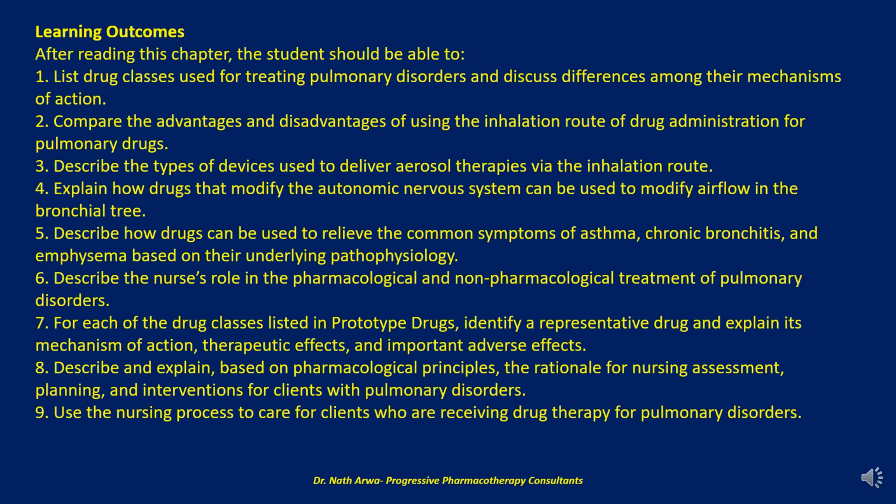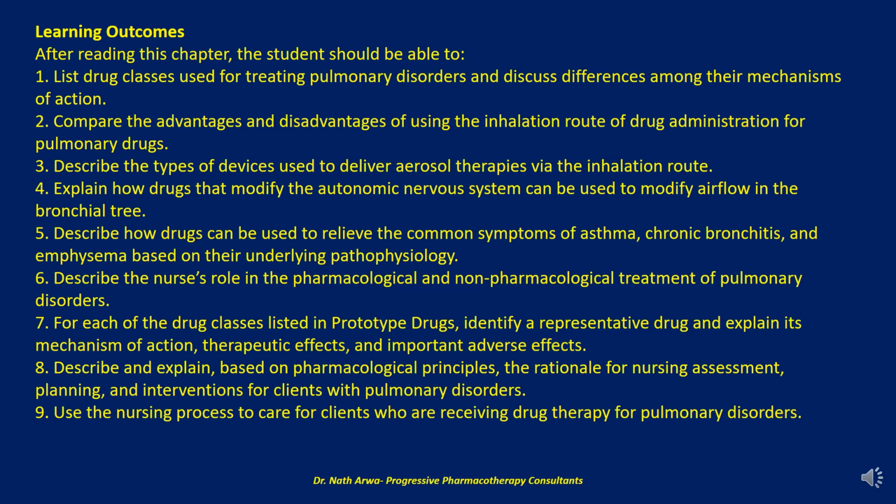4. Explain how drugs that modify the autonomic nervous system can be used to modify airflow in the bronchial tree. 5. Describe how drugs can be used to relieve the common symptoms of asthma, chronic bronchitis, and emphysema based on their underlying pathophysiology. 6. Describe the nurse's role in the pharmacological and non-pharmacological treatment of pulmonary disorders.